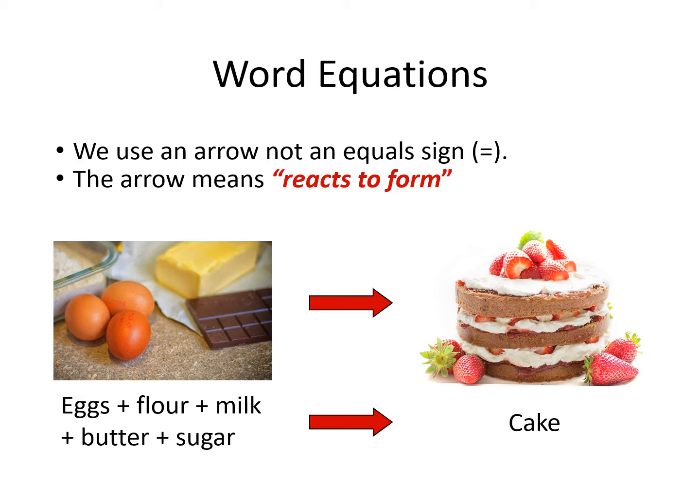We use an arrow in chemistry as opposed to using an equal sign, and the arrow means literally it reacts to form. And then on the right-hand side, we have the thing that we've made. We call that the product. So let's just summarize that. We have the reactants on the left-hand side, our starting materials. We use an arrow, which means reacts to form. And then we have a product on the right-hand side, which is the thing that we've made.